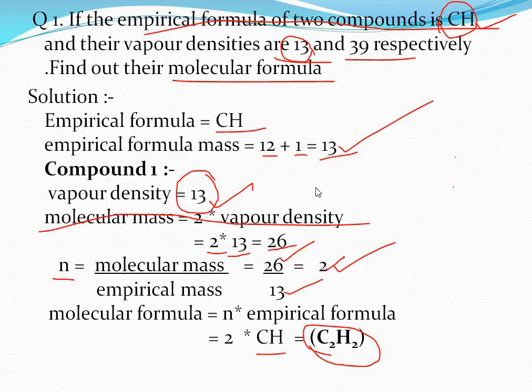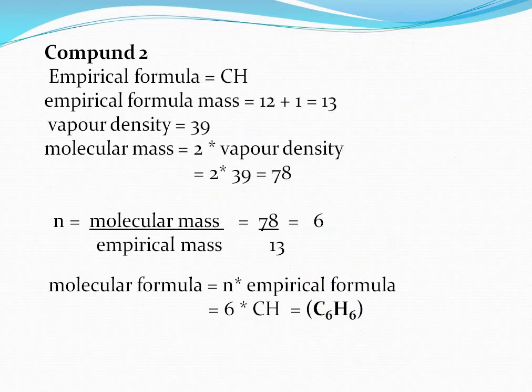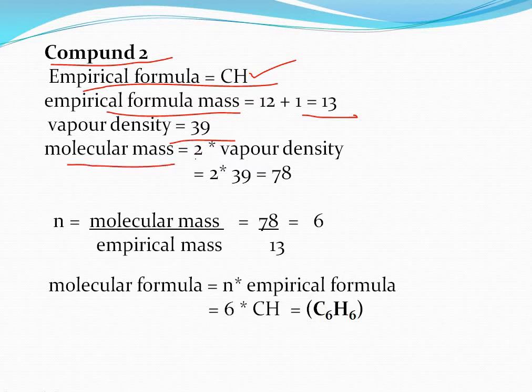Moving on to the next slide, we see another compound, compound number 2. The empirical formula for compound number 2 is the same, CH. Again the empirical formula mass for this compound is 13. Vapor density given in the question is 39. Now you need to calculate the molecular mass for compound number 2, that is 2 into vapor density, 2 into 39, which comes out to be 78.